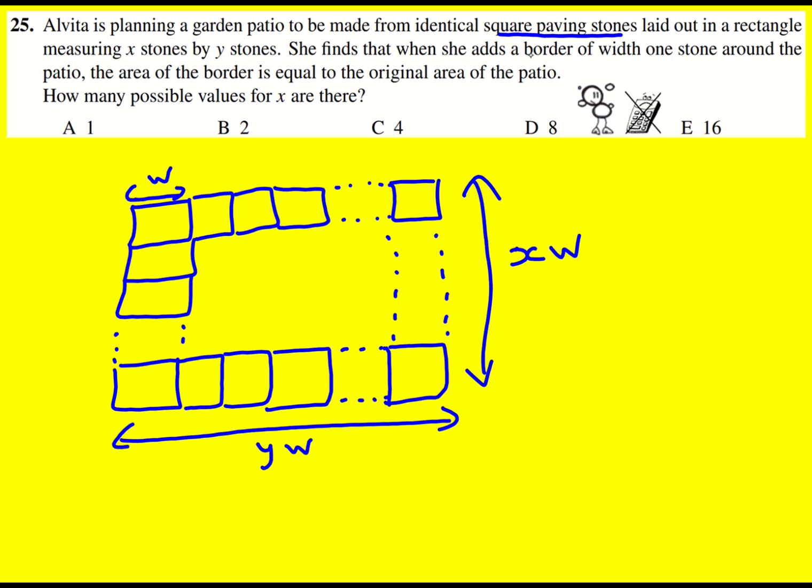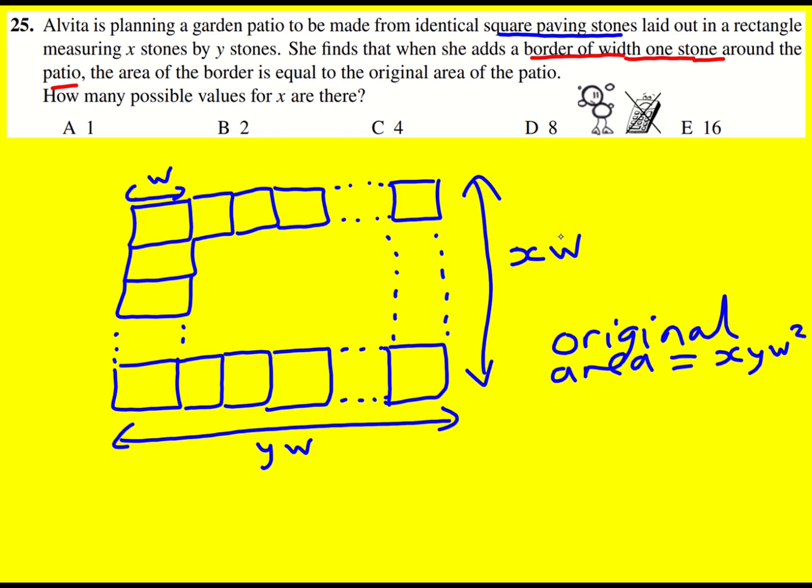Next up, when we add a border of width 1 stone around the patio, the area is equal to the original area of the patio. So at the moment, the original area is equal to xyw squared, xw times yw. Let's look into adding this border around the outside. Okay, this is what it would look like.